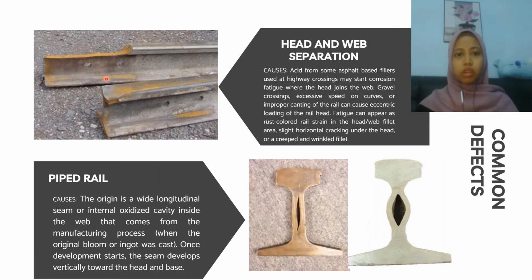Next is the piped rail. The origin is a wide longitudinal seam or internal oxidized cavity inside the web that comes from the manufacturing process. Once development starts, the seam develops vertically toward the head and base.